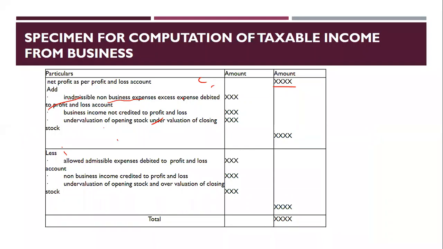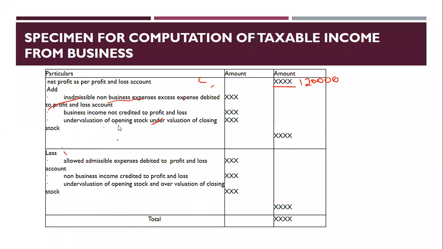Because of this treatment, my profit is shown as less. Suppose my profit is 1,20,000 as per the profit and loss account, for example. Because of inadmissible expenses, it is shown less in the profit and loss account. To reverse it and increase my profit, I have to add it back. Is this concept clear? Yes, sir.